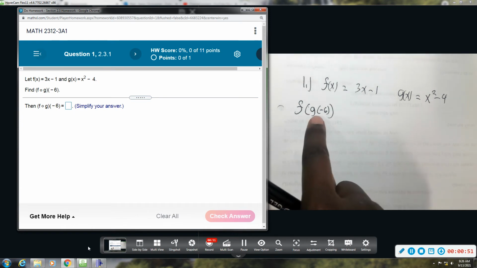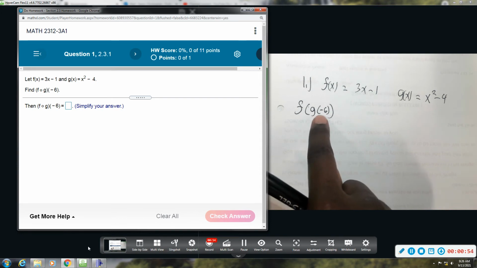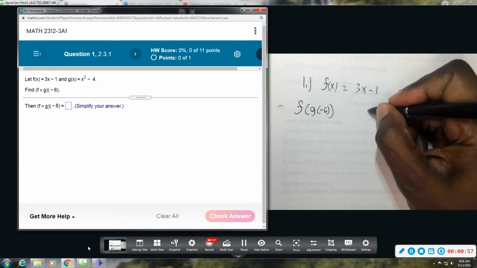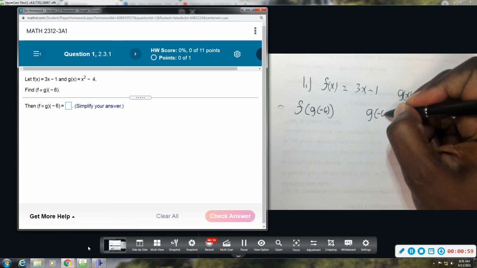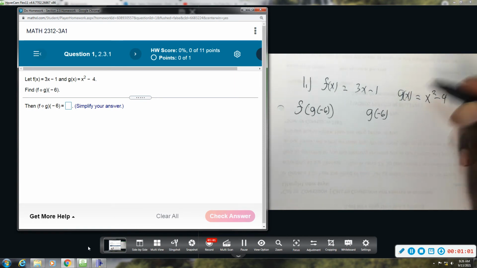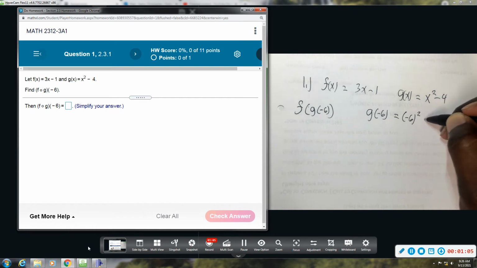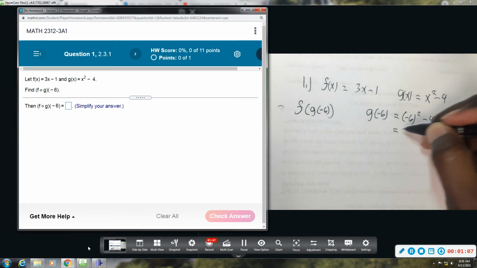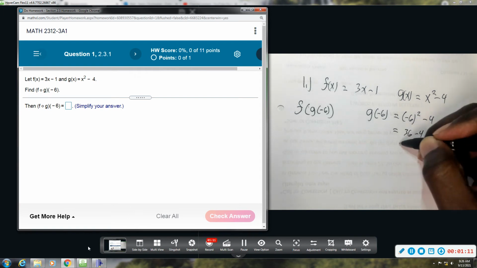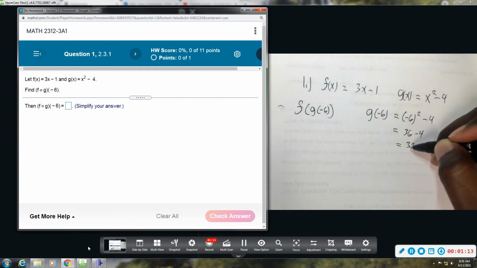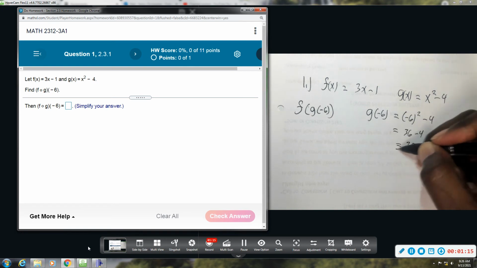So first I'm going to start with g of negative 6. So starting with the g equation, I'm going to plug in a negative 6 squared minus 4. And then this gives me 36 minus 4. This gives me 32. Okay, so g of negative 6 is equal to 32.